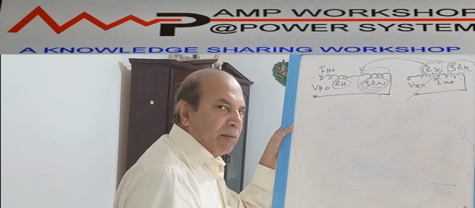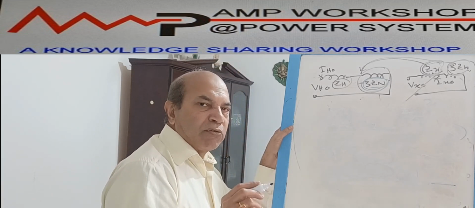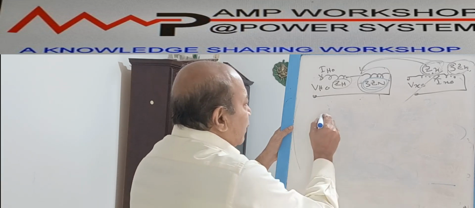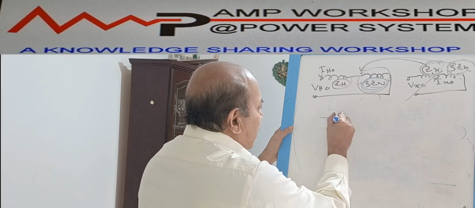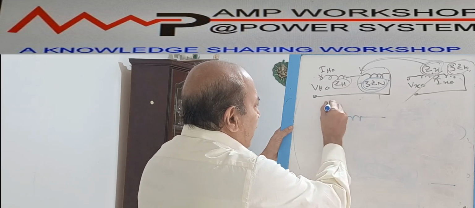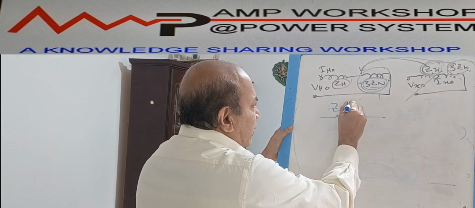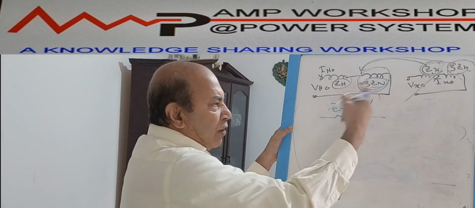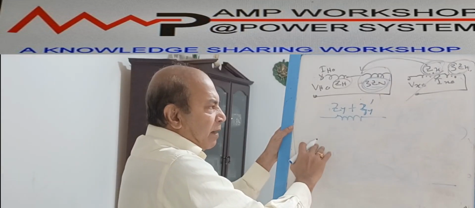Positive sequence network same like before. The neutral is not getting connected over here. Only the positive sequence network will be there. So the positive sequence network impedance will be one impedance, that is ZY on the primary side plus ZY dash, the phase equivalent impedance of the secondary side transferred to the primary.